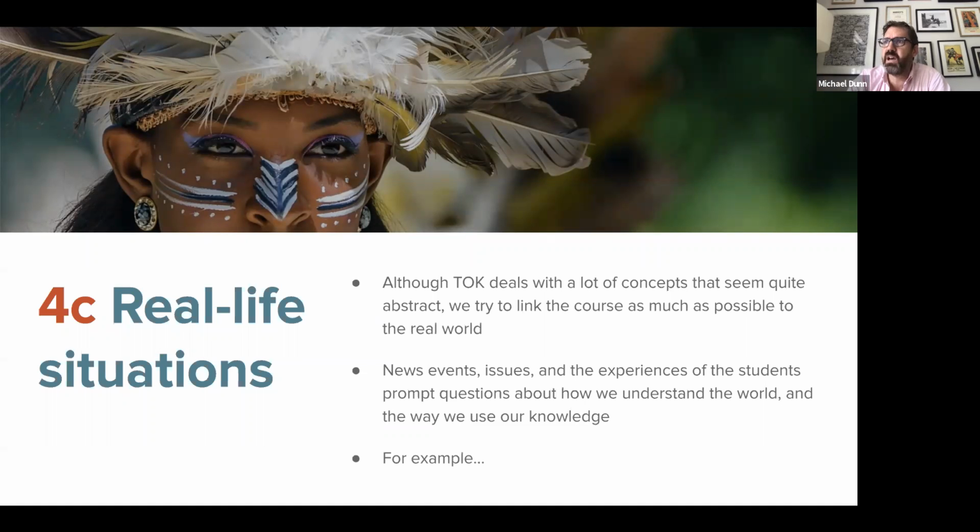So in order to do that, we use real life situations to support what we're saying, to justify our ideas, and we also extract our discussion points and our knowledge questions from real life situations, from what's going on in the world. So again, it's a kind of two-way thing. What is going on in the world right now? We try and use TOK to make sense of it and help us move on and compare these real life situations to other real life situations, making all these connections.